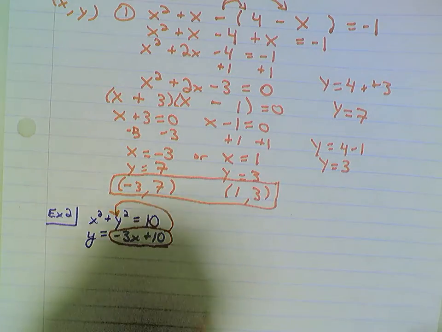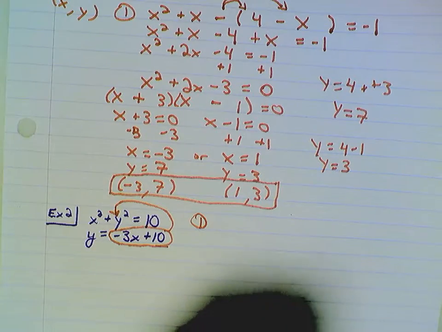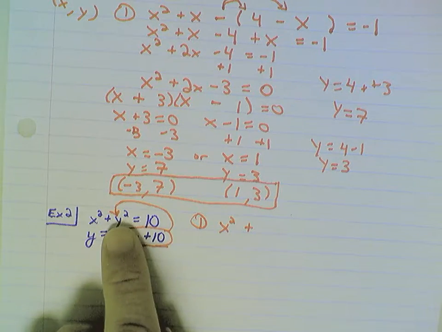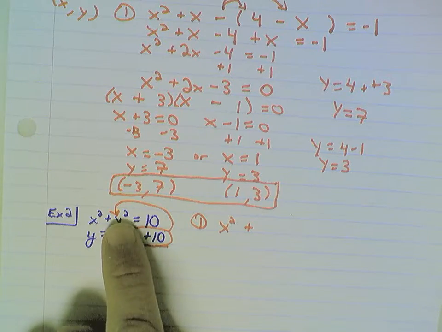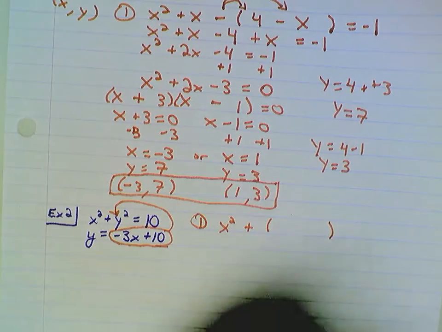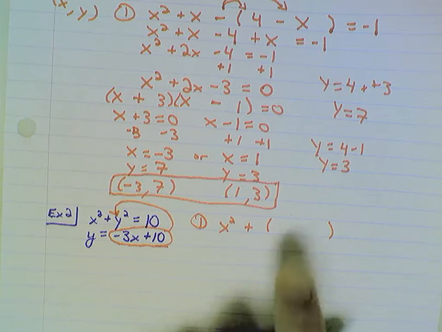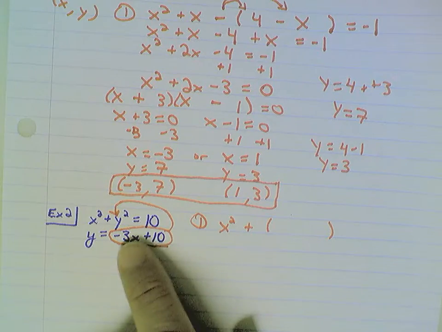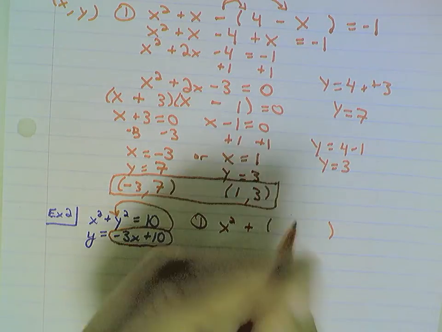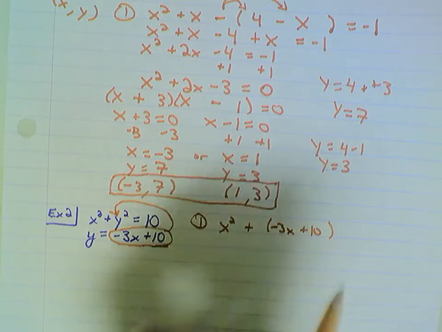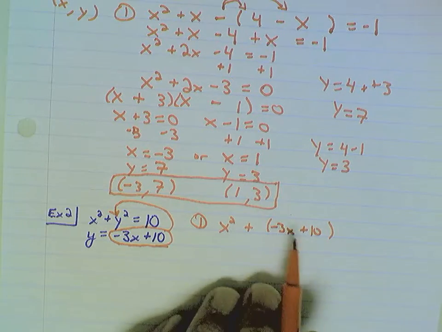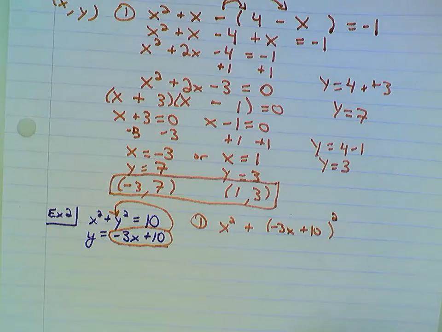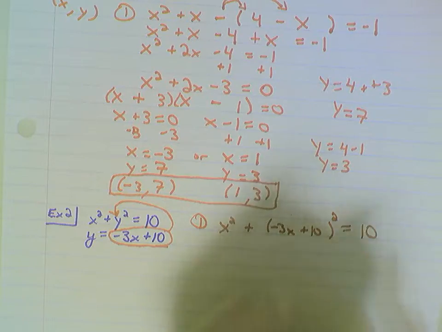This will allow me then to rewrite the first equation as x squared plus... anytime we substitute in for a variable, you'll always want to write out parentheses where you're going to make the substitution. So I'm going to substitute negative 3x plus 10 in for the y, so the negative 3x plus 10 is going to go inside my parentheses. Once I've substituted in, you'll notice that the y was being squared, so the parentheses, everything I've substituted in for y, also needs to be squared, and then that is equal to 10 still.